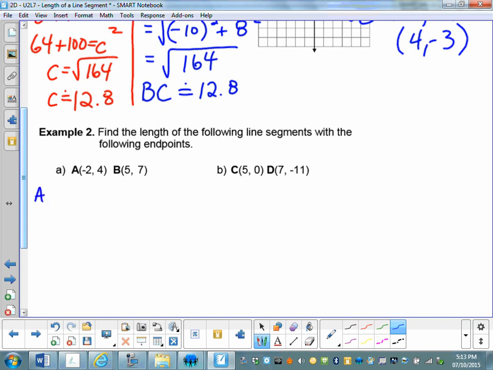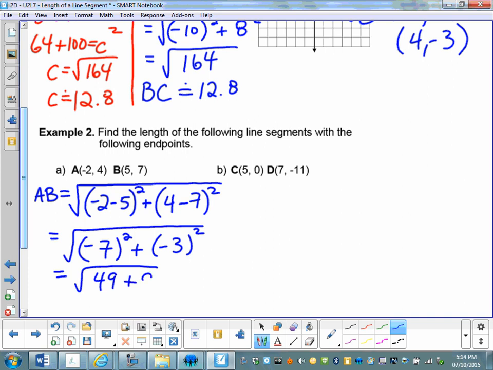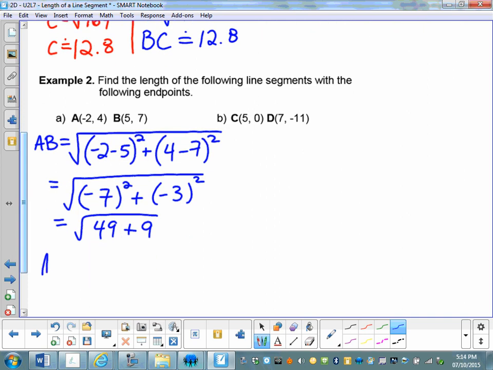In the first one here, I'm finding the length of AB. I'm going to subtract the x's, so -2 subtract 5 squared. Then I'm going to subtract the y's in the same order, 4 minus 7 squared. So I'm going to end up with -7 squared plus -3 squared, which is 49 plus 9. So AB is equal to root 58, or if I round that to one decimal place, it's 7.6 units.